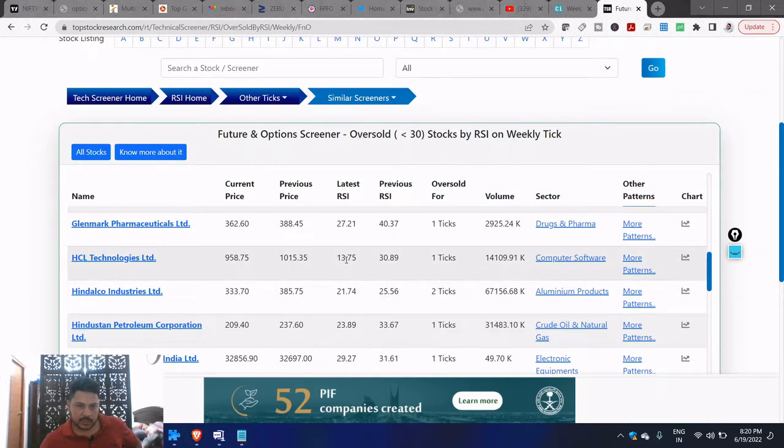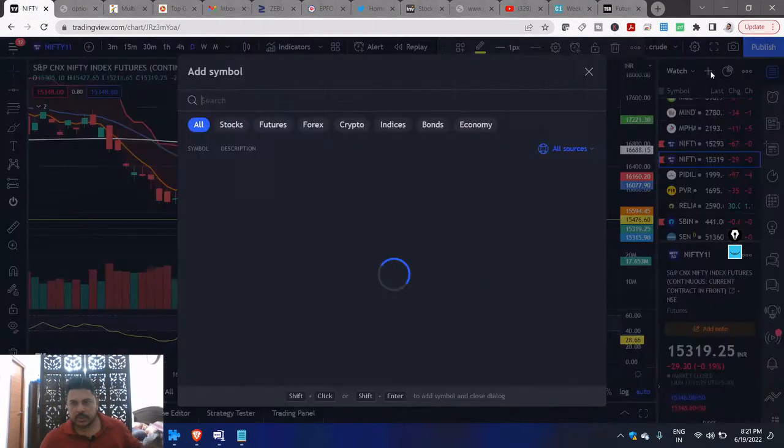Latest RSI is 13 for HCL Technologies. Previous RSI was 30. So you can definitely scout for stocks which are less than 30 and a bounce can come. But when the market is a bear market, you can see this HCL Tech has gone to 13, which is very, very low, and a bounce can be expected from here. Let's analyze this. Let's put this on TradingView charts and see what it is saying for us to notice. I'll show you one analysis which you can use again and do for other stocks.